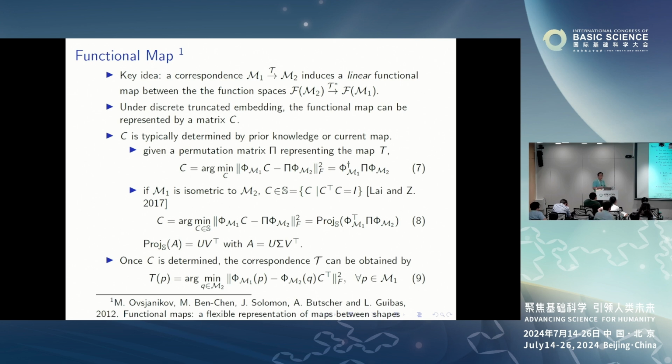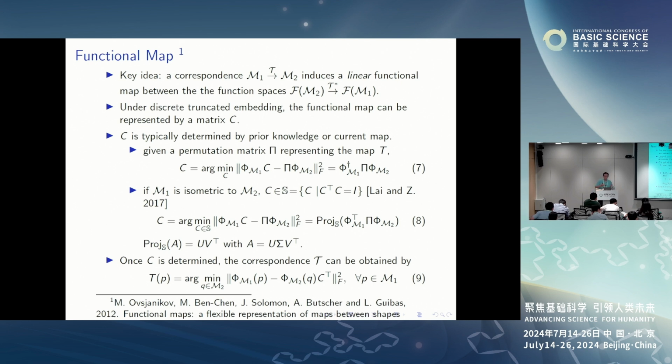But as many people do, you do some lifting. Okay, instead of talking about correspondence, which is a permutation matrix, which is very discrete, discontinuous, difficult to deal with, to jump from one permutation to the other permutation, now we think of the permutation as inducing a linear map between functions defined on the shape. Okay, then that becomes linear. Of course your space becomes bigger because you're talking about function space, the mapping between function spaces defined on these two manifolds.